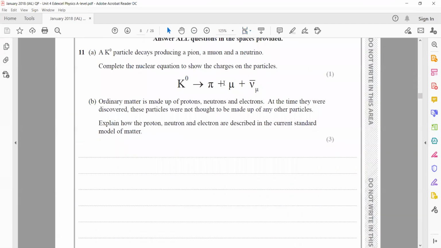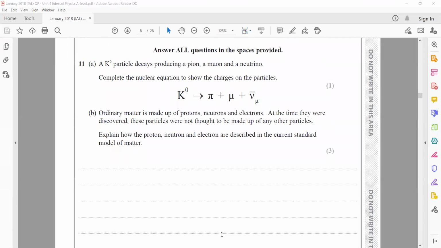Okay, in this question, they mention a particle, a kaon. The particle decays to produce a pion, a muon, and a neutrino. Complete a nuclear equation to show the charges on the particles. Because overall, as we can see, this is electron neutrino, tau neutrino, and muon neutrino, all their charge is 0.